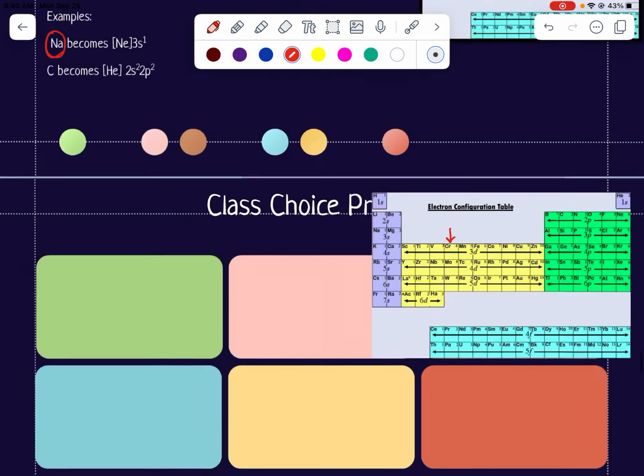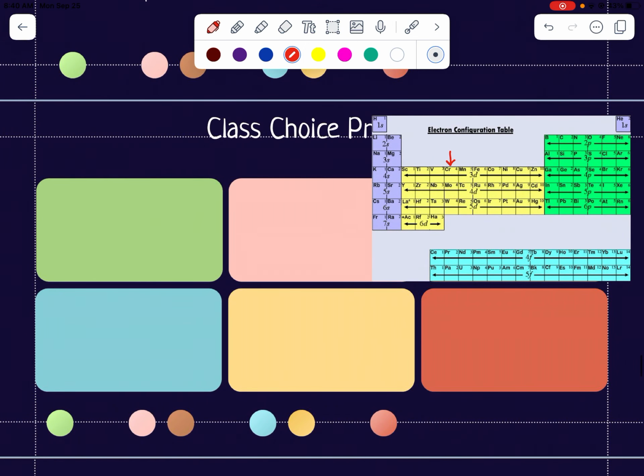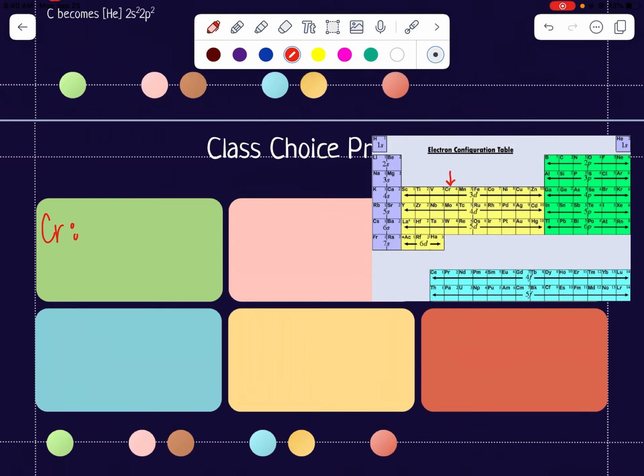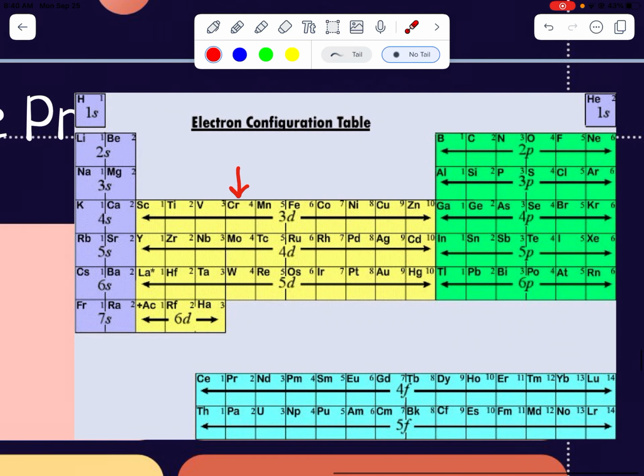So, where you have a space for class choice, let's write chromium. Follow my pointer. Chromium is right here. I'm going to go to the row above it and go to the end. The noble gas out there is argon. So I'm going to put argon in brackets, and then I'm going to continue with the 4th row of the periodic table until I get to chromium.